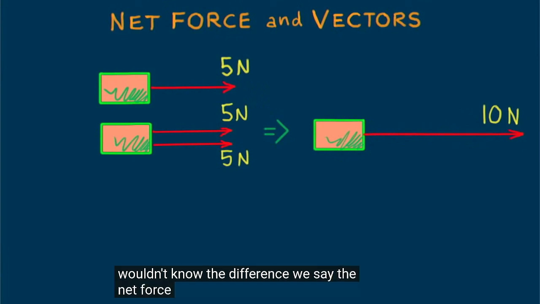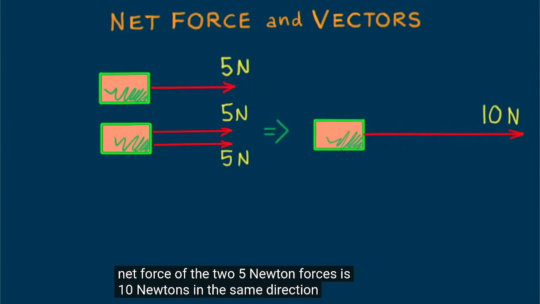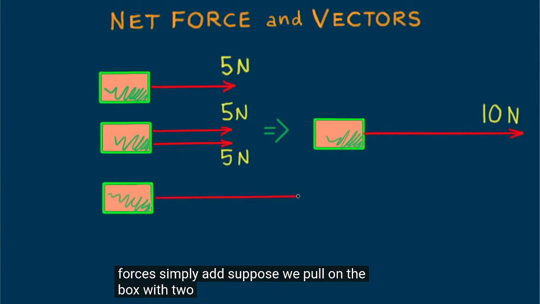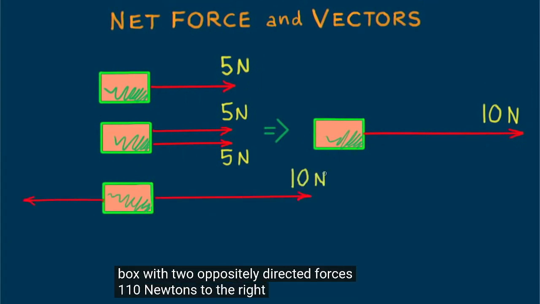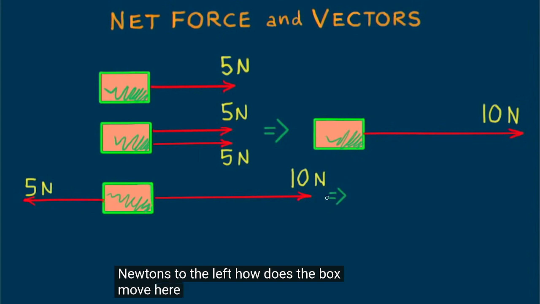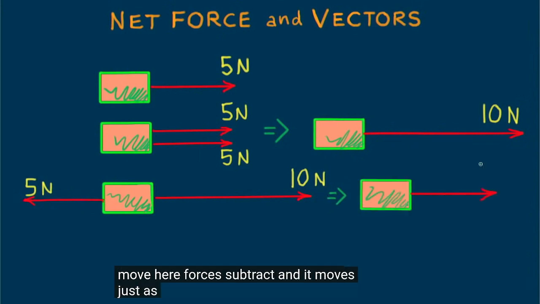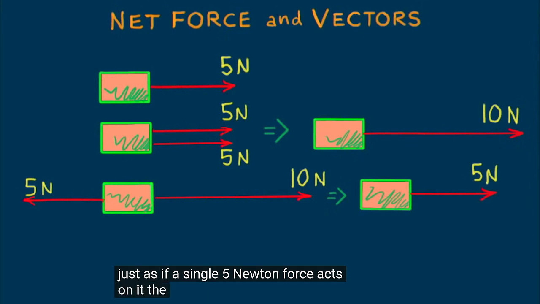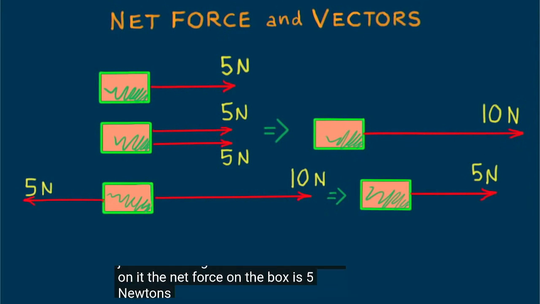We say the net force of the two 5-Newton forces is 10 newtons in the same direction. The forces simply add. Suppose we pull on the box with two oppositely directed forces, one 10 newtons to the right and the other 5 newtons to the left. How does the box move? Here forces subtract, and it moves just as if a single 5-Newton force acts on it. The net force on the box is 5 newtons to the right.